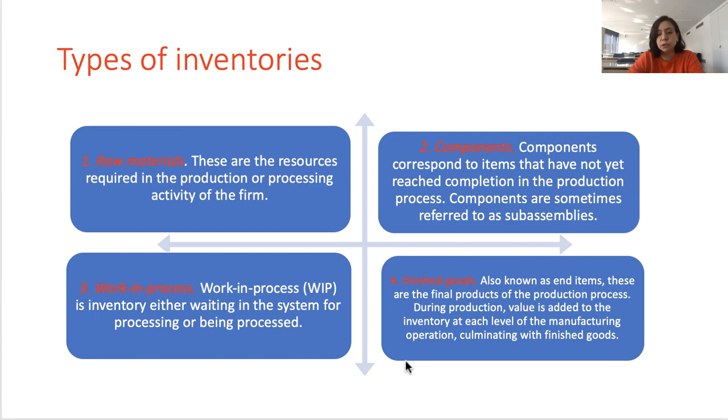And lastly, finished goods. Also known as end items, these are the final products of the production process. During production, value is added to the inventory at each level of the manufacturing.